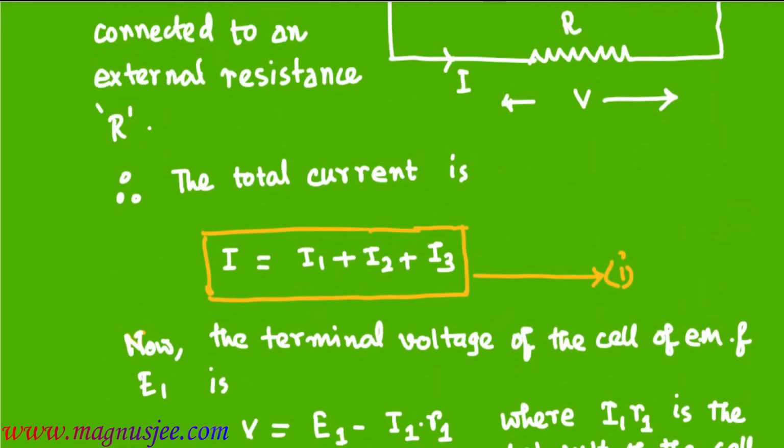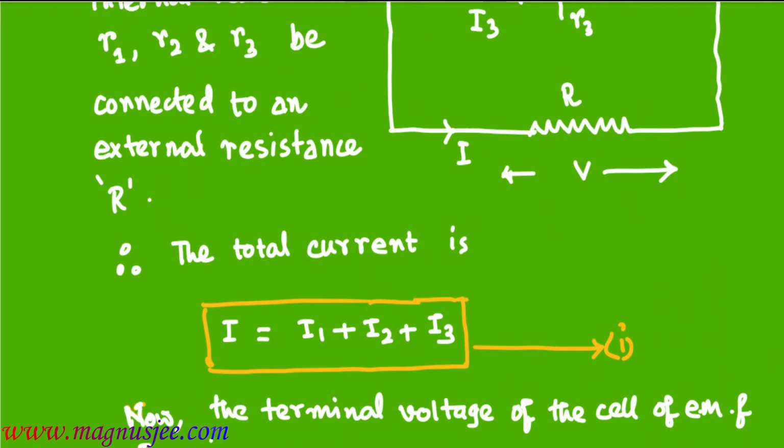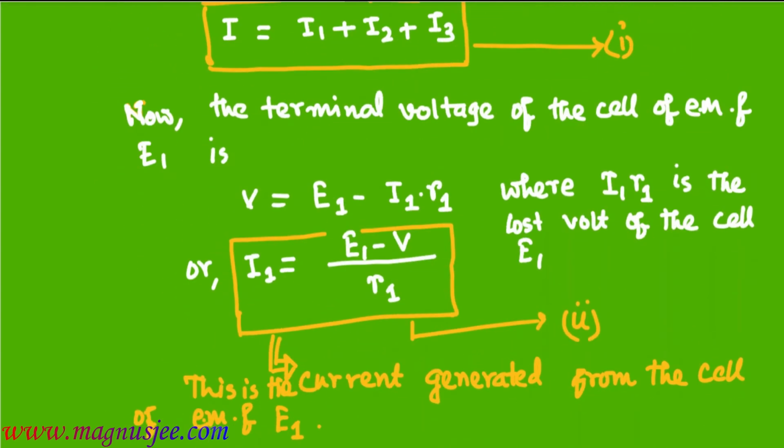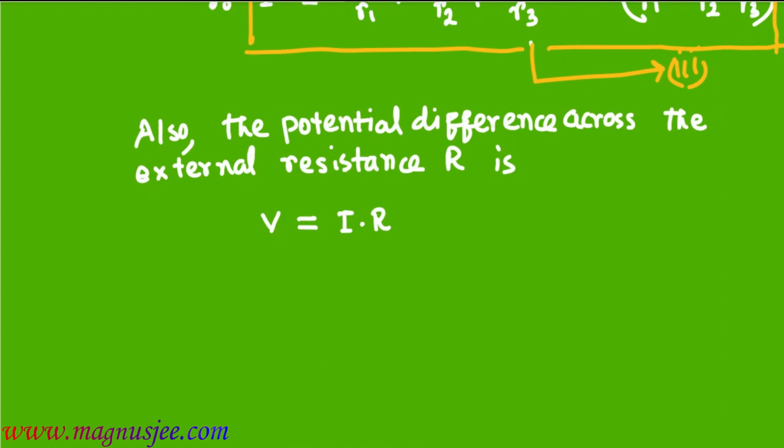So from the diagram, R is the external resistance and V is the potential difference across this external resistance. Therefore, V equals I dot R, current into resistance. That is the potential difference across the external resistance. From this, we can find I. Or, I equals V by R, potential difference divided by resistance. This is equation 4.